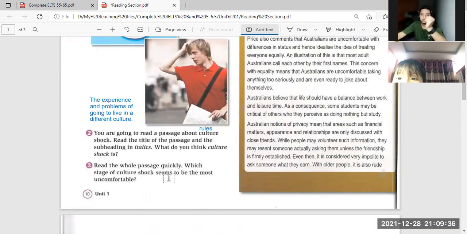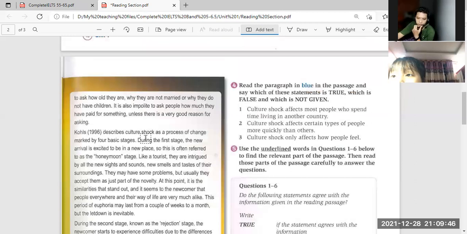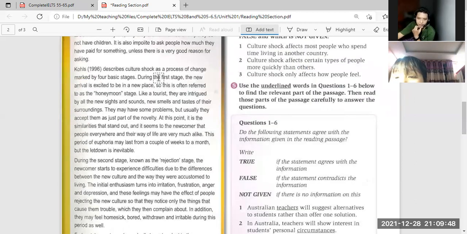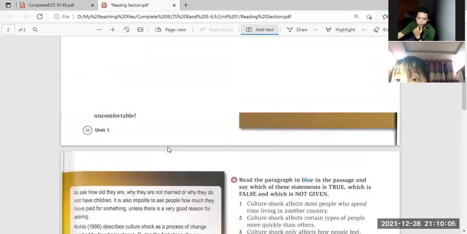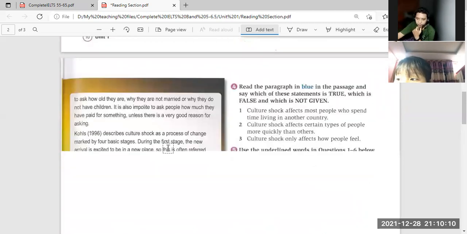Which stage of culture shock seems to be the most uncomfortable? You know? So because in here, it explains about Close 1996 described culture shock as a process of change marked by 4 basic stages. So there are 4 basic stages. Okay, which stage do you think? First, second, third, or fourth? The second? Second? Yes.